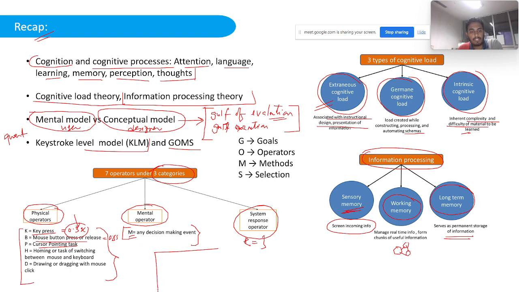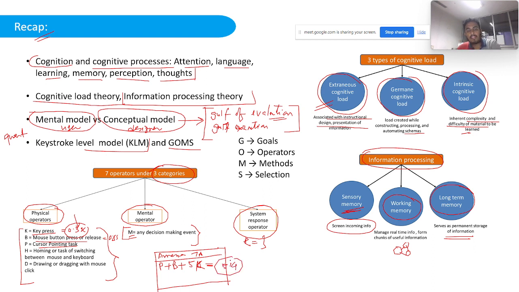This set of operators, like physical, mental, and system operators, can be used later for analysis of any website or any user interface. For example, if you are using the Amazon website for buying a particular t-shirt, you can perform certain physical operations. You can move your cursor to a particular position, which is cursor pointing P. Then you will click a particular button, which is B, and then you type something, which will be multiple key presses, probably 5 key presses, and after that you buy a particular shirt.